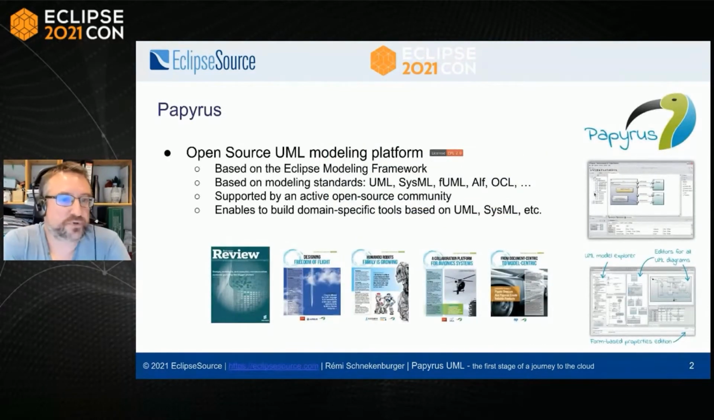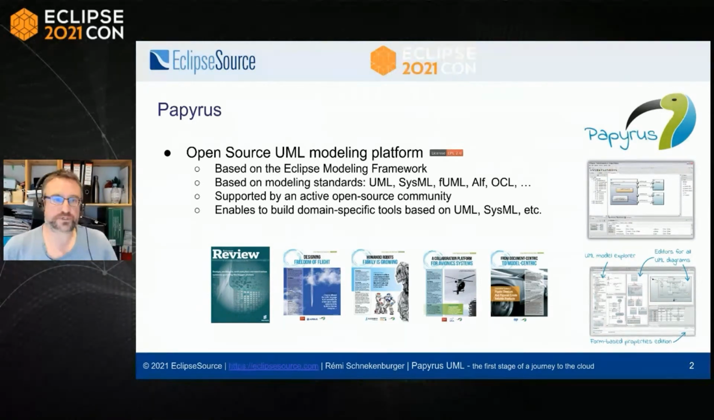So let's jump a bit on Papyrus. What is this tool about? This is an open source UML2 modeling platform, which is based on Eclipse modeling framework and many other frameworks hosted by the Eclipse Foundation. It's based on modeling standards, UML, SysML, Foundational UML, ALF, OCL, and many others. And it's supported by an active open source community.